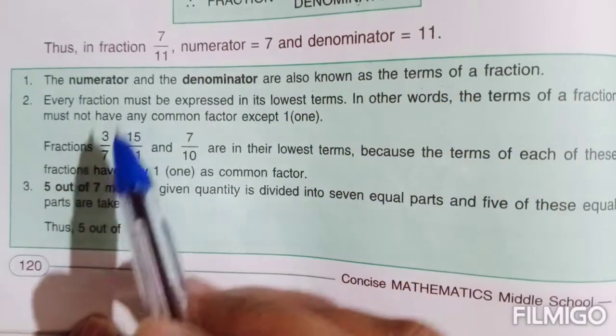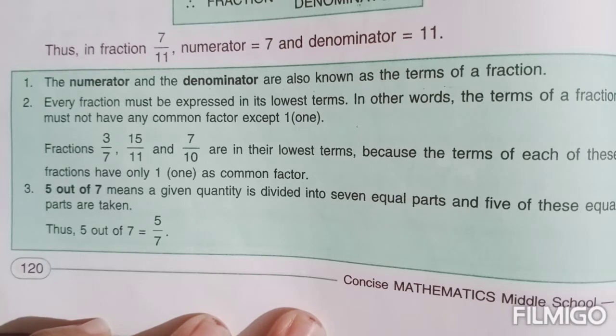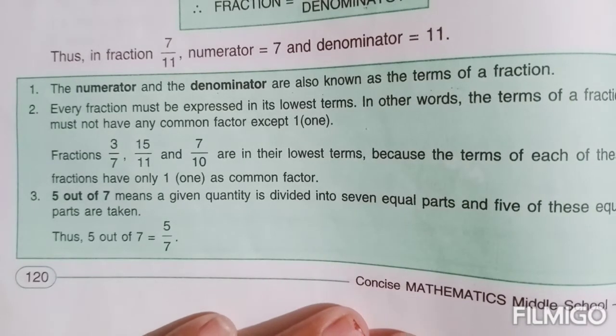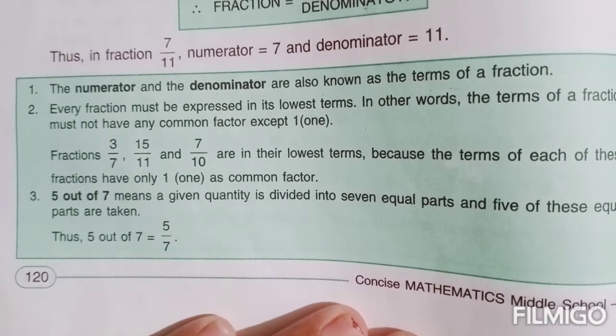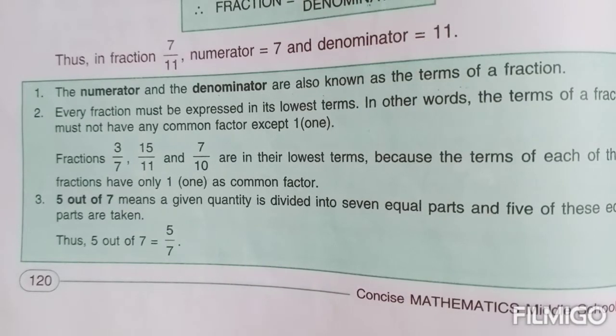Second one, every fraction must be expressed in its lowest terms. In other words, the terms of a fraction must not have any common factor except 1. So a fraction we have to write in lowest terms. That means the numerator and denominator must not have any common factor except 1.